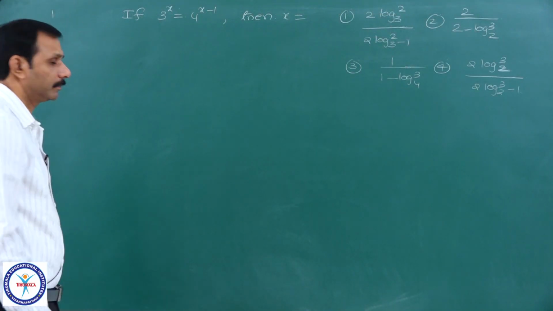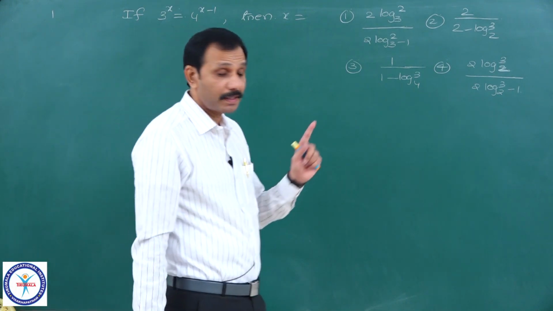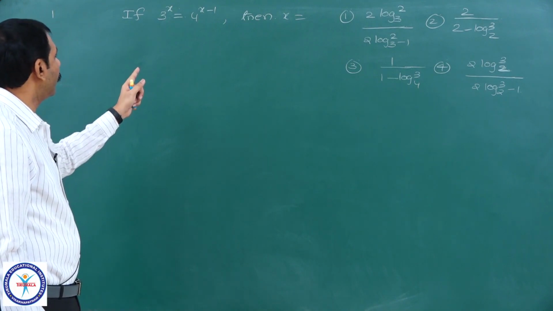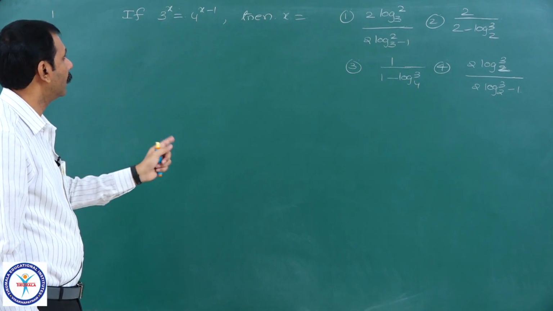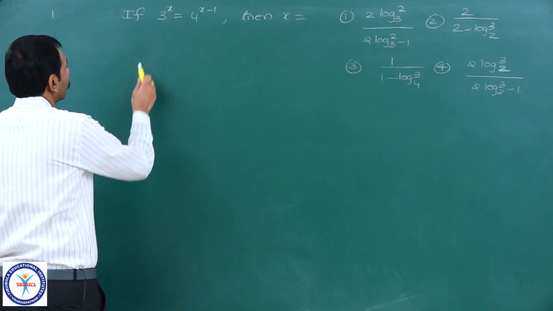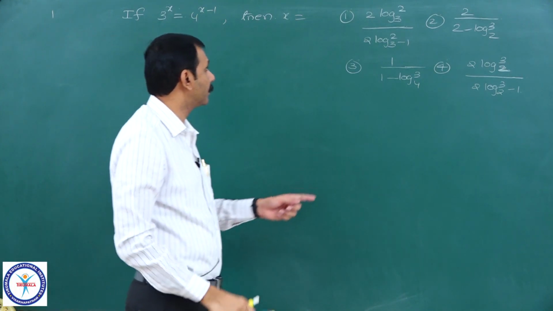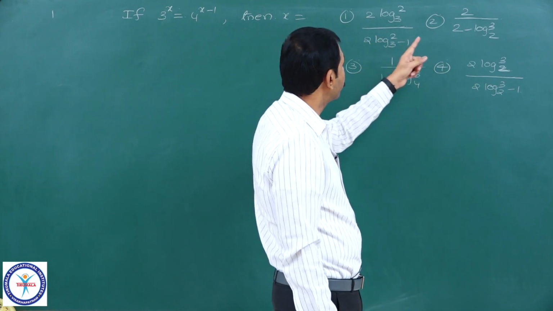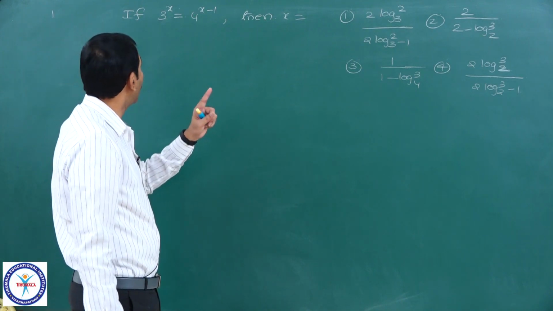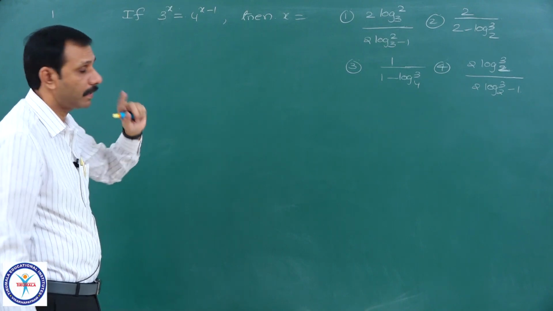Alright. Look here. Simple previous JEE problem, but of course it is multi-correct, more than one correct answer. If 3 power x equals 4 power x minus 1, then x equals. See, if 3 power x equals 4 power x minus 1, you see the options are all in terms of log 2 to the base 3. Take logarithm to the base 2, because log 3 to the base 2 and log 2 to the base 3 are there.